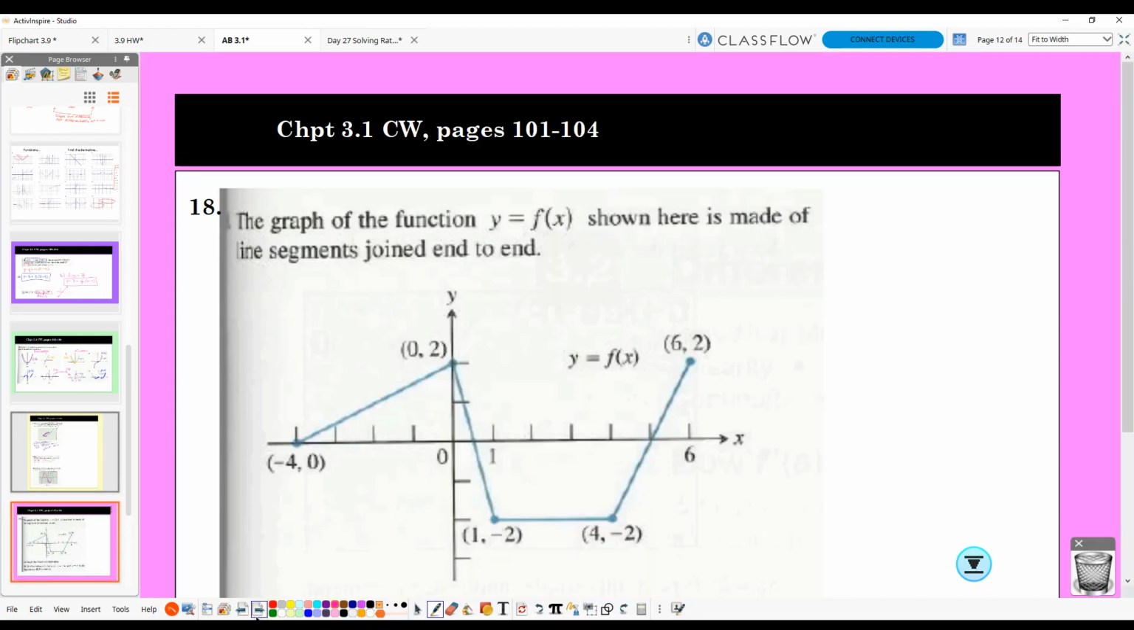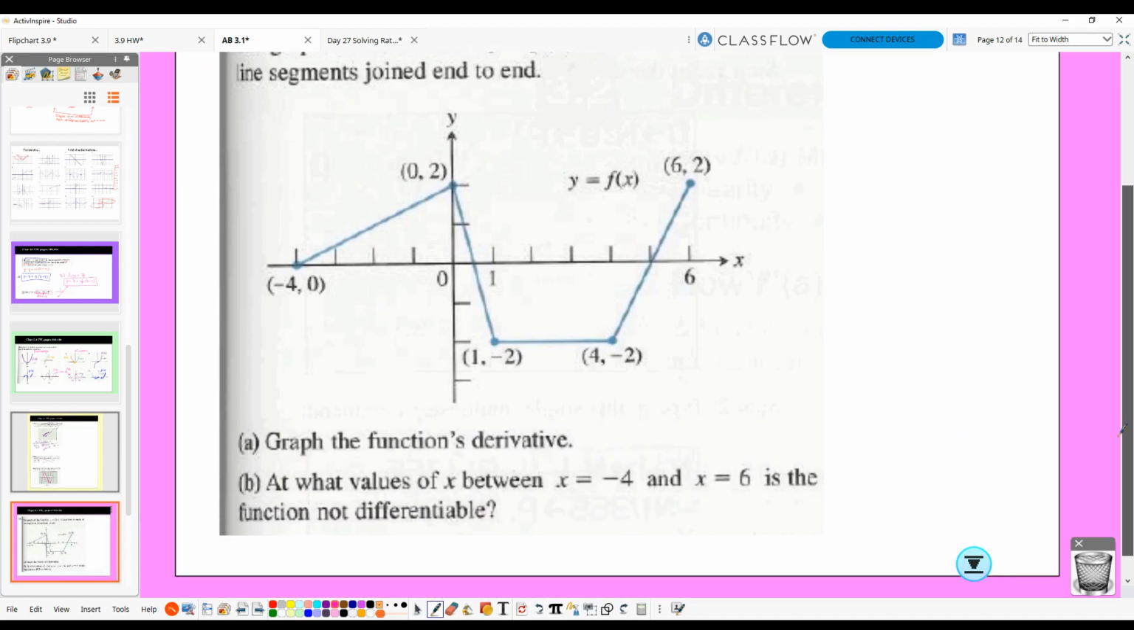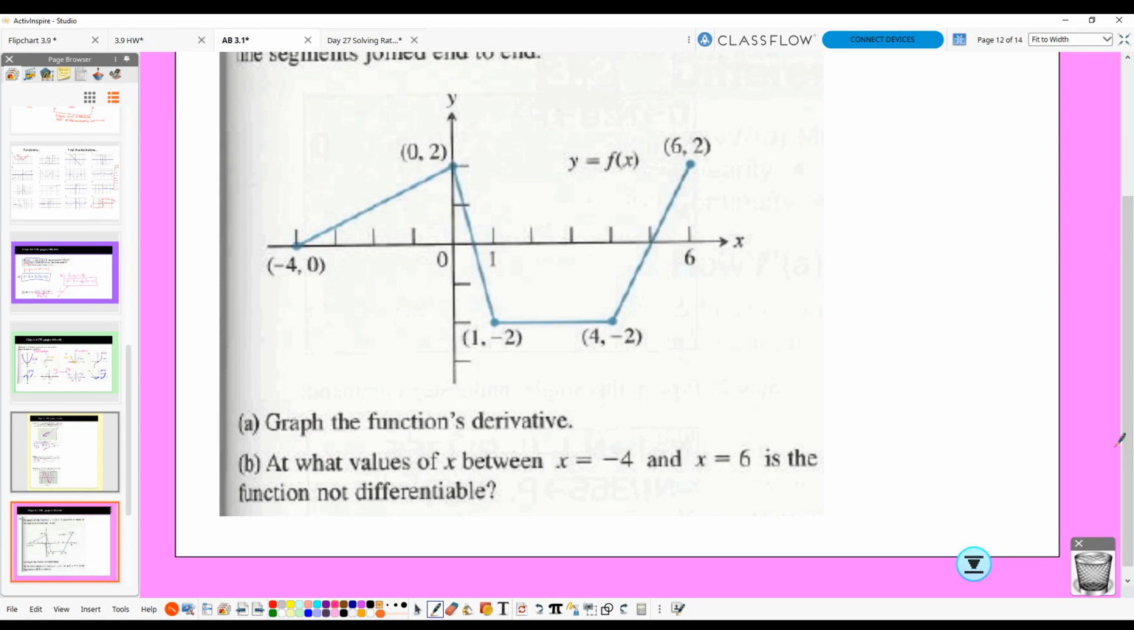Try this problem. Pause the video and give it a try. Graph the function's derivative. On the same graph, from here we went up 2 and over 4. So the slope is 1/2. From 0 to 1, we went down 1, 2, 3, 4, and over 1. So that's a slope of -4.